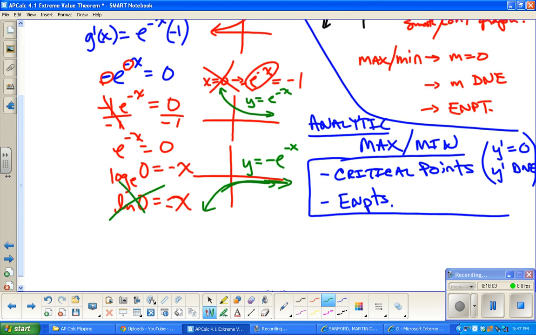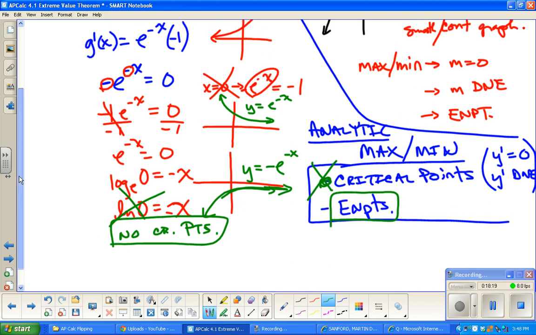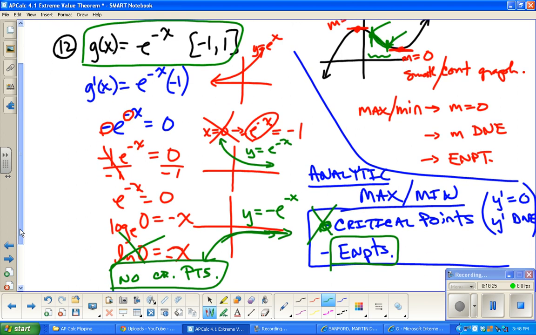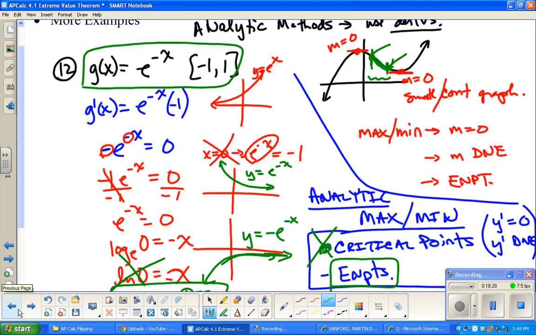There's no such value. So there are no critical points for this graph. If there are no critical points, that's not going to help me. All I can look at then are the endpoints. So what I'm going to do is grab this equation, y equals e to the negative x, and I need to see what's going on at the endpoints.